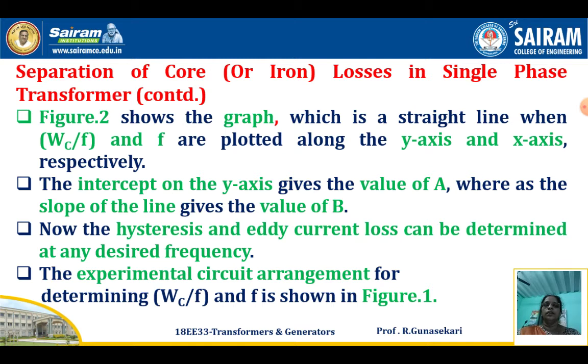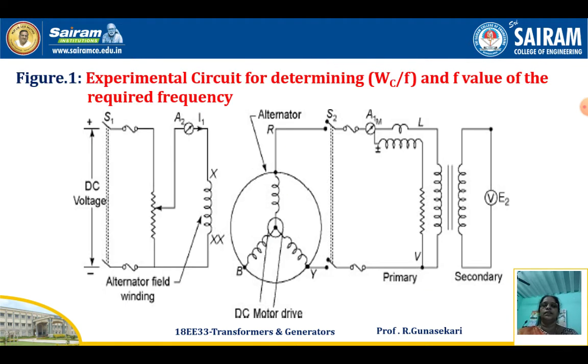Okay, the intercept on the y-axis gives the value of constant A. The slope of the line gives the value of constant B. From figure 2, the hysteresis and eddy current losses can be determined at any desired frequency for single phase transformers. Now you see the circuit diagram.